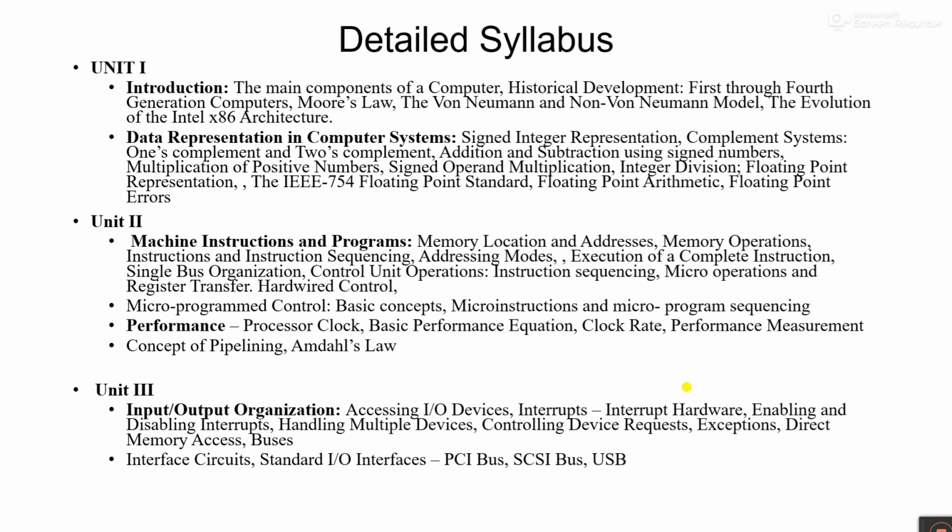Okay, in unit 2 we will discuss machine instructions and programs, and how they work. We will learn about memory locations and addresses, memory operations, and instruction and instruction sequencing, that is, how many types of instructions we have and how we work on these instructions. We will also cover addressing modes and execution of a complete instruction, single bus organization, control unit operations, instruction sequencing, micro operations, and register transfer hardwired control.